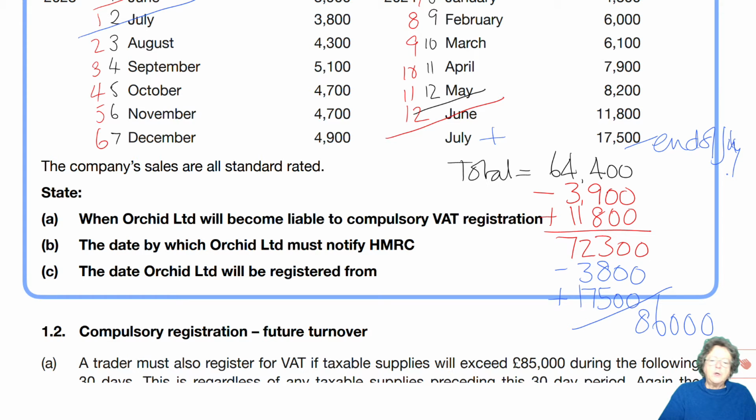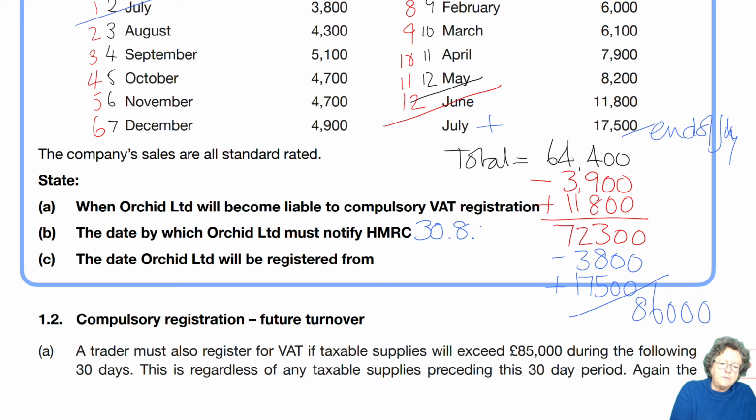The date by which they must notify revenue is 30 days later. So that's the 30th of August. What year is that? 2024. And when will they be registered from? The beginning of the next month.